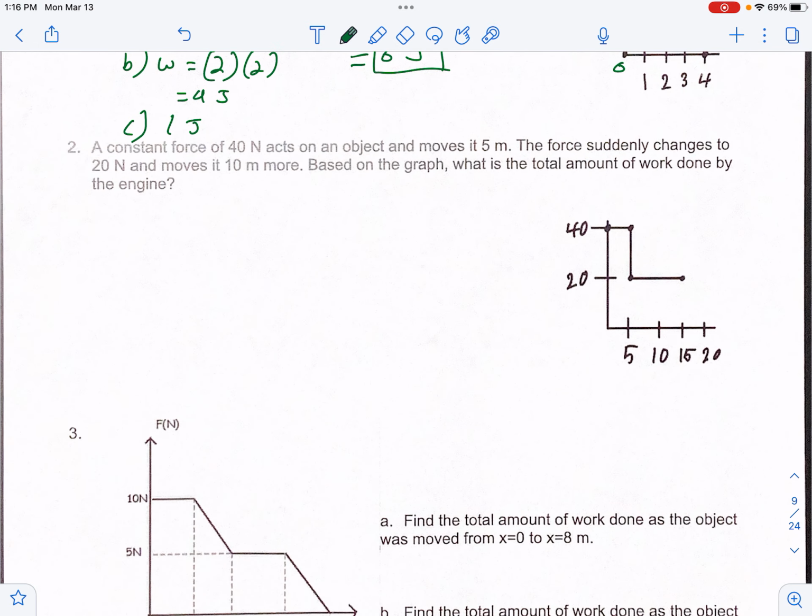Number 2 says a constant force of 40 newtons acts on an object and moves it 5 meters. The force suddenly changes to 20 newtons and moves 10 meters more. Based on the graph, what is the total amount of work being done by the engine?